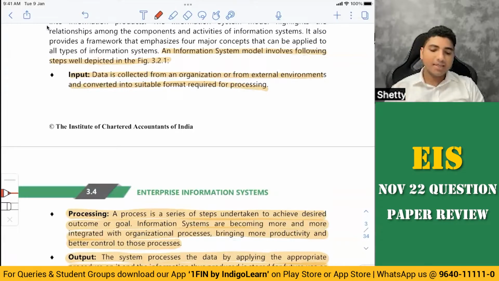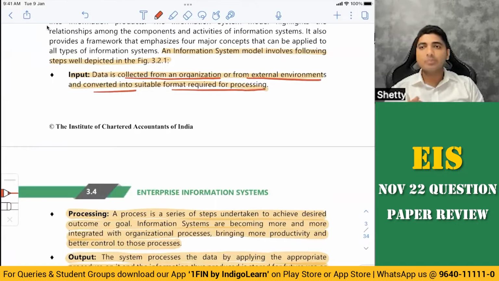So input: data is collected from an organization or from an external environment and converted into a suitable format required for processing. Whether you are making a sale or a purchase, let us take an example of purchase. Let us say you purchase some raw materials. Now, you can't directly scan it and say, okay, this is the journal entry. No, you have to look at that particular bill. There is so much information in the bill that you need to capture. It could be the bill date, the bill number, what item you purchased, at what price you purchased, and the date by which you need to make the payment. All this information you need to enter into the system. So that first step is called input.